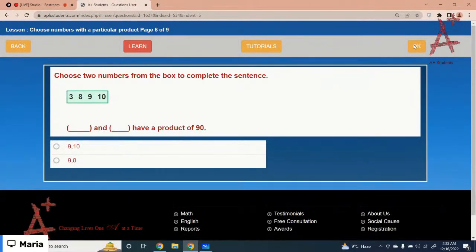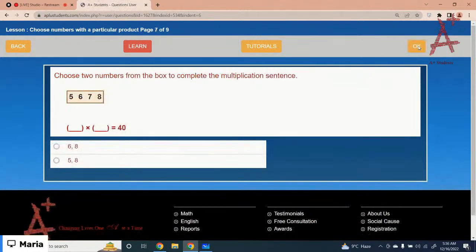Choose two numbers from the box to complete the sentence. Dash and dash have a product of 90. Which two numbers when multiplied make 90? Which two numbers have a product of 90? Very good. 9 times 10 makes 90. So select the correct option, then click on the OK button.